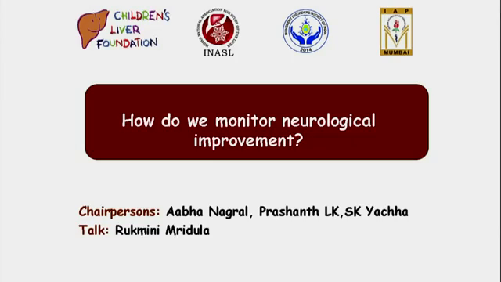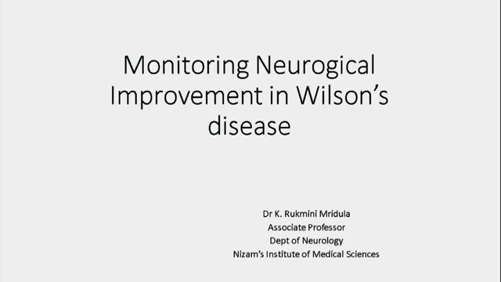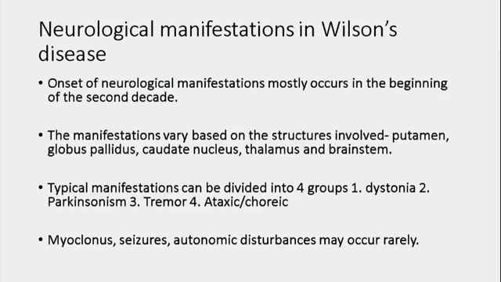As you can see, we have a lot of variance in our thought process. But I'll just summarize the neurological manifestations in Wilson's disease. The reason I'm summarizing is that the onset of the neurological manifestation can start at the end of the first decade or the beginning of the second decade. The typical manifestation can be divided into 3 groups or 4 groups depending upon various studies.